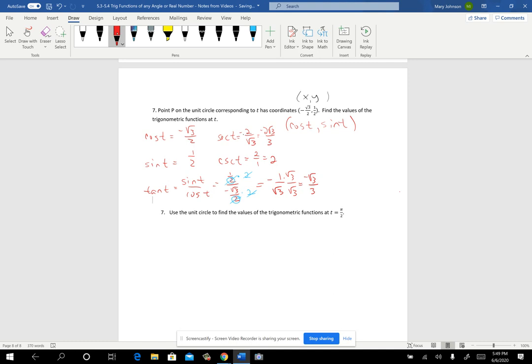And if I needed cotangent of t, I'm going to go back to this spot and take the reciprocal of it, which would be negative square root of 3 over 1. Negative square root of 3. The important thing to remember is that if you have a point on the unit circle, the x coordinate and the y coordinate give you the cosine of t and the sine of t. And t is the length of the arc, but it's equal to the measure of the central angle. All those ideas are stuck together, and you should relate them in your mind.